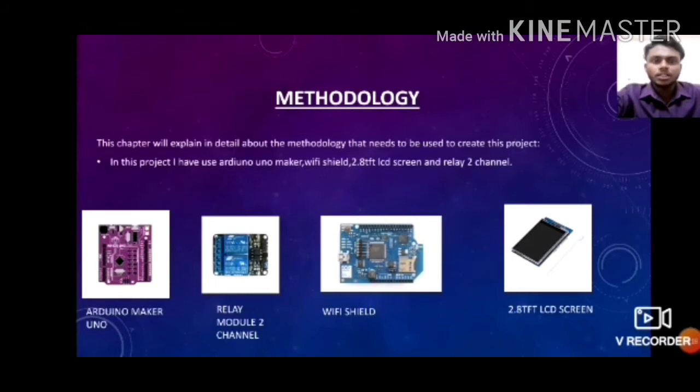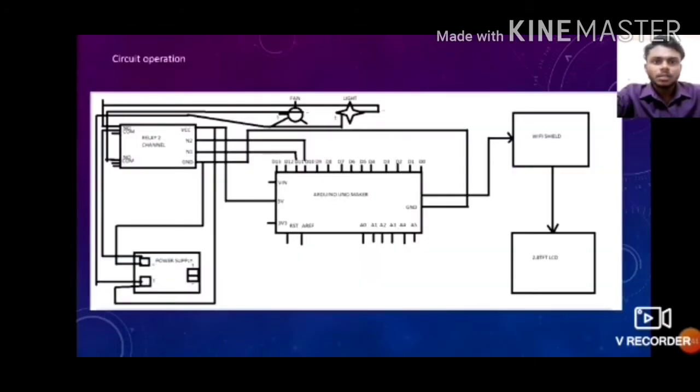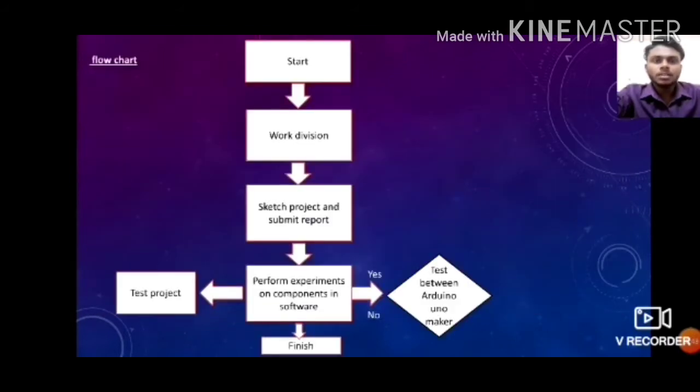This is the methodology. This chapter will explain in detail the methodology needed to create this project. In this project, I have used an Arduino Uno, a Wi-Fi shield, a 2.8 TFT LCD screen, and a 2 channel relay. And this is an example of the components. And this is the block diagram. This is the circuit operation. This is the flow chart of my project.